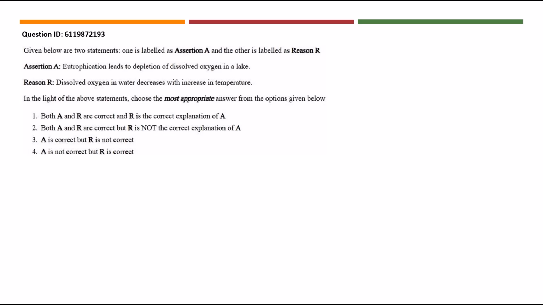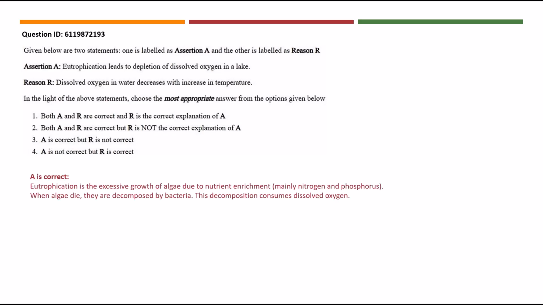Actually, we have learnt about eutrophication in one of the previous year question papers. What about the assertion? This is right. Eutrophication is the excessive growth of algae due to nutrient enrichment, mainly nitrogen and phosphorus. When algae die, they are decomposed by bacteria. This decomposition consumes dissolved oxygen. So, eutrophication leads to depletion of dissolved oxygen in a lake.